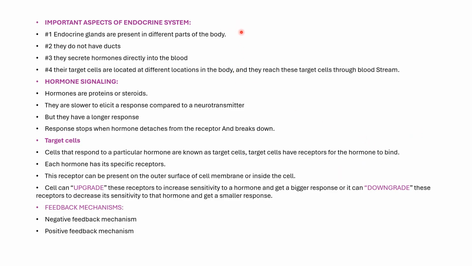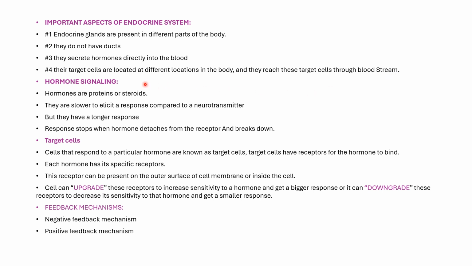Let's look at some important aspects of the endocrine system. The endocrine system consists of a system of glands. These glands are present in different parts of the body. These glands do not have ducts. They secrete hormones directly into the blood. Their target cells are located at different locations in the body and they reach these target cells through the bloodstream.